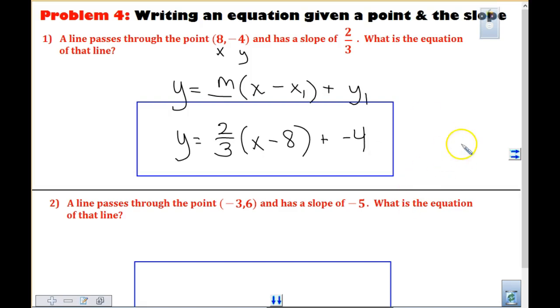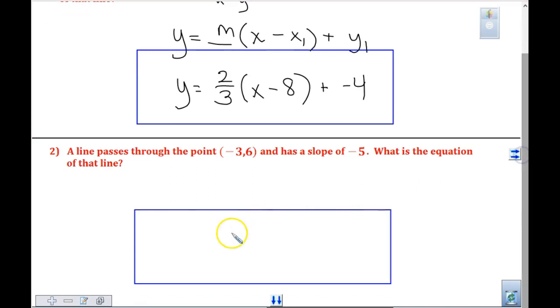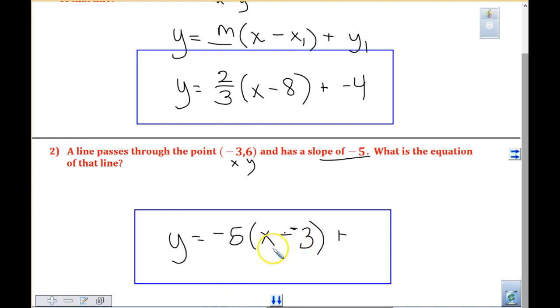Okay. I would like you right now to try that one right below it. A line that passes through -3, 6 with a slope of -5. Okay? Try that. So, if you think of just going x minus 3, it is always subtraction here, and then you're putting that coordinate, so it is x minus a -3, and then Lulu, we're going to have plus -5. Plus -6. That's my y coordinate. So y coordinate goes back here, x coordinate.